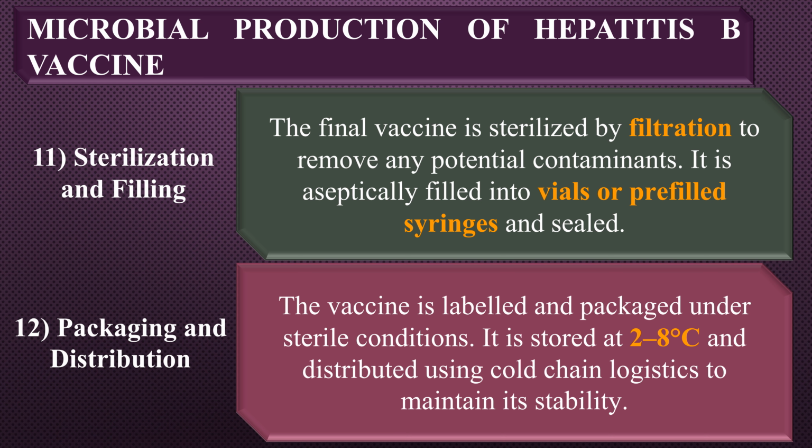Step 12. Packaging and distribution. The vaccine is labeled and packaged under sterile conditions. It is stored at 2 to 8 degrees Celsius and distributed using cold chain logistics to maintain its stability.